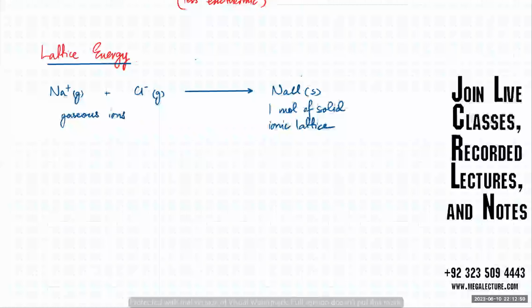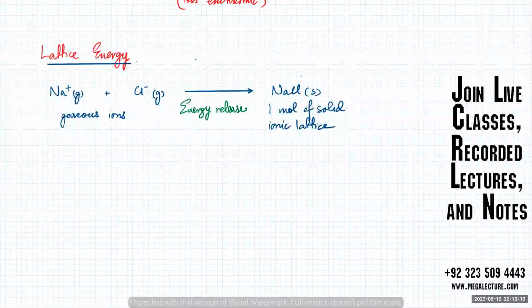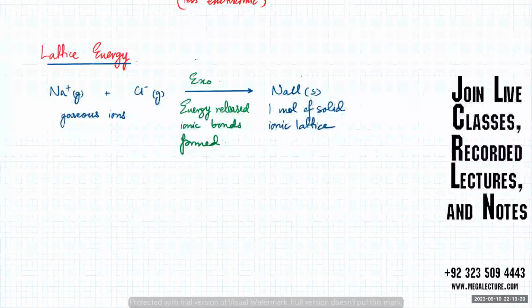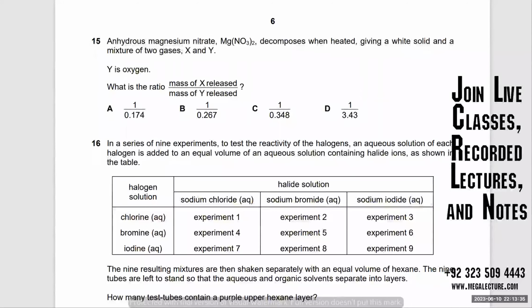Now the product has to be 1 mole, and it's always going to be energy released. So it's always exothermic. Why? Because ionic bonds are getting formed. So for example, initially you've got a bunch of ions, and the ionic lattice kind of looks like this. This is how ionic lattices look like.